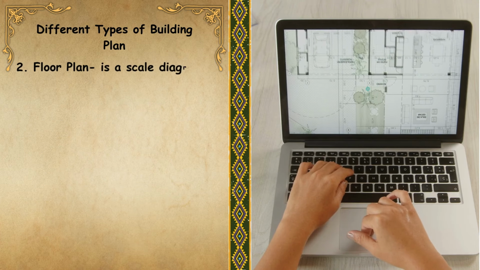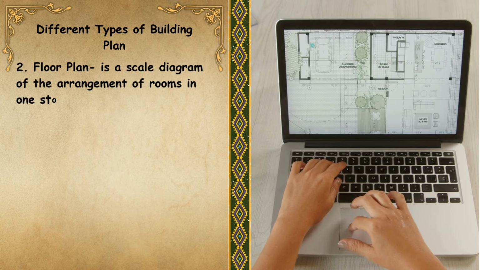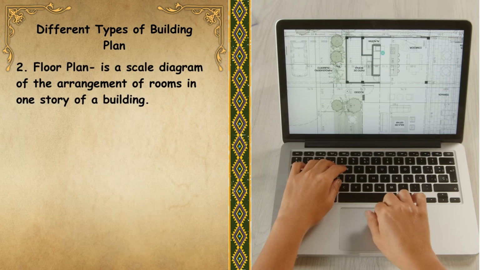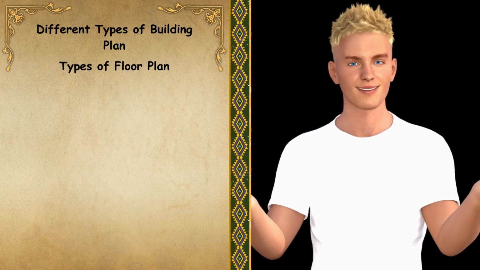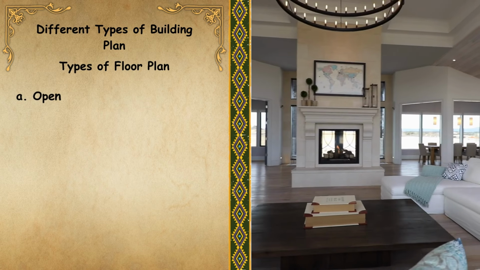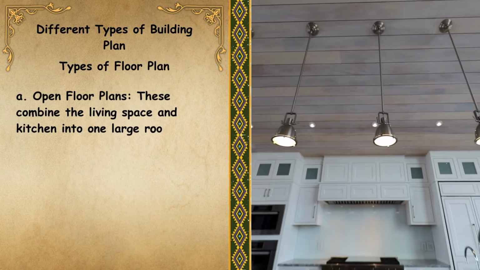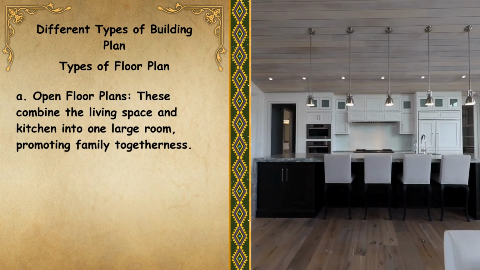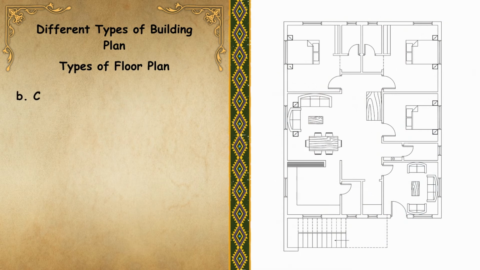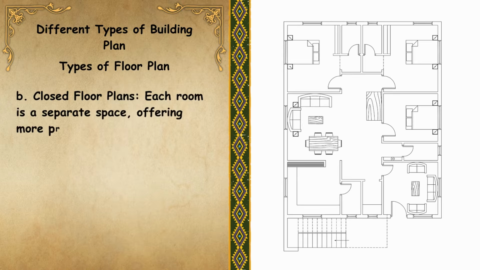2. Floor plan is a scale diagram of the arrangement of rooms in one story of a building. The different types of floor plans are the following. First, open floor plans. These combine the living space and kitchen into one large room, promoting family togetherness. Second, closed floor plans. Each room is a separate space, offering more privacy.